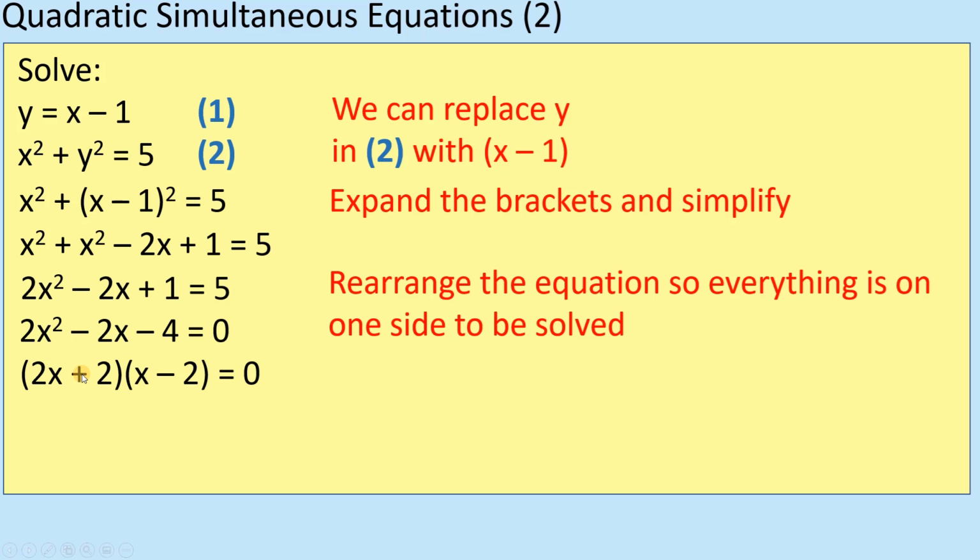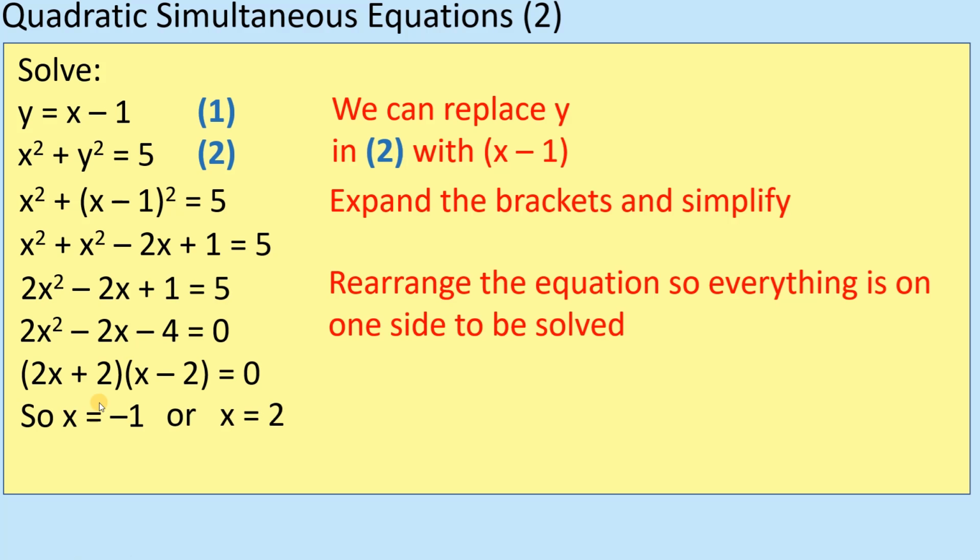So we've got 2x plus 2 and x minus 2. What value of x in here makes this bracket equal 0? What value of x in this bracket makes it equal to 0? Well, it's got to be minus 1, because it's got to be minus 1 plus 1 in the first bracket, and 2 in the other. So it's going to be minus 1 and 2.